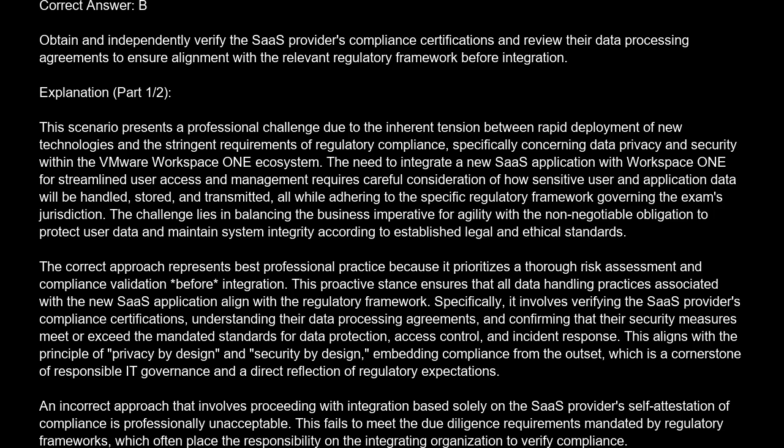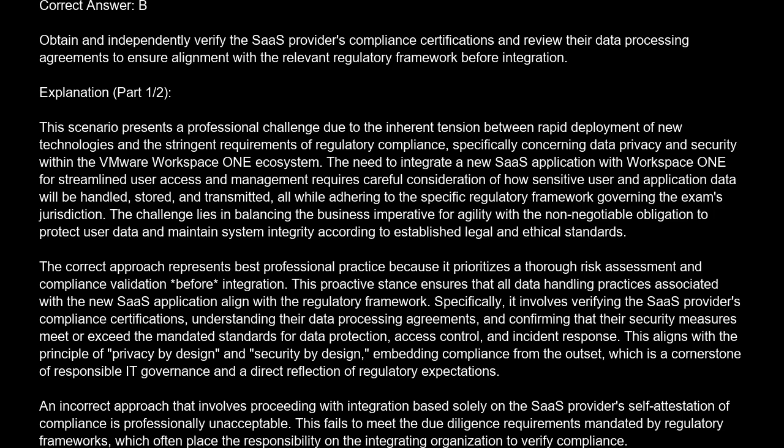Specifically, it involves verifying the SaaS provider's compliance certifications, understanding their data processing agreements, and confirming that their security measures meet or exceed the mandated standards for data protection, access control, and incident response. This aligns with the principle of privacy by design and security by design, embedding compliance from the outset, which is a cornerstone of responsible IT governance and a direct reflection of regulatory expectations.